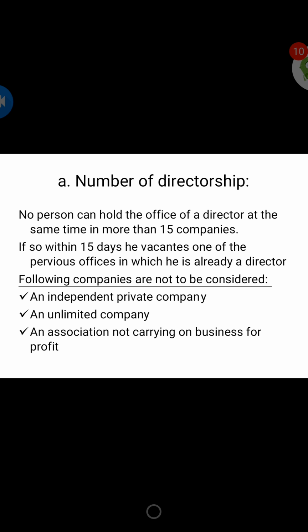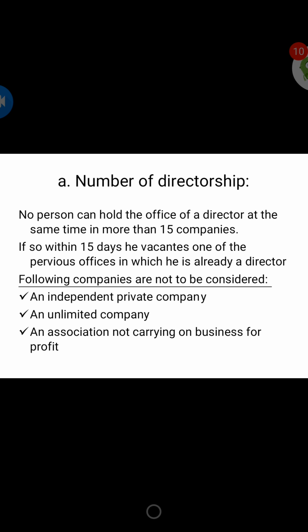So at a time you cannot hold a directorship in more than 15 companies. Suppose you are going to hold office in more than 15 companies, for example a 16th company. If you want that office as a director, you have to vacate any one of the previous offices which you already hold as a director.